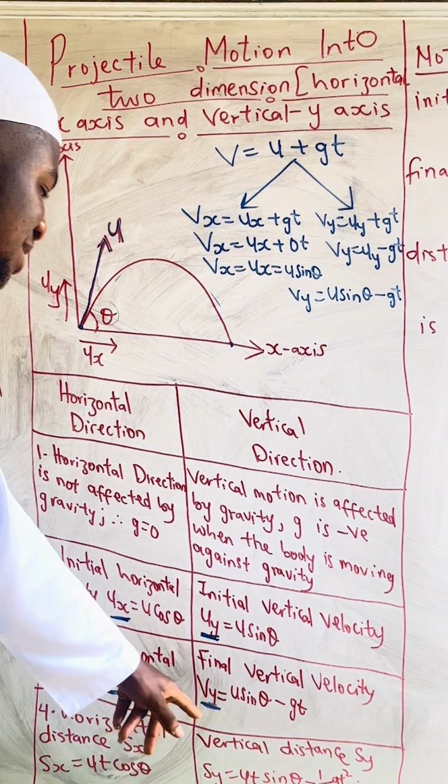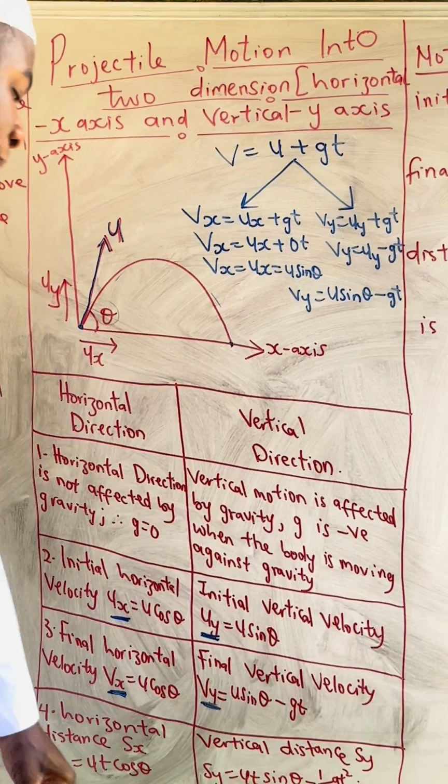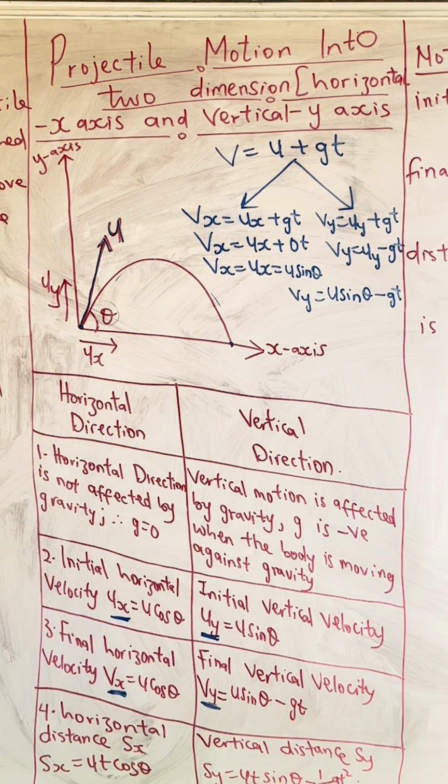So lastly, the horizontal distance Sx is what? Ut cos theta. And the vertical distance Sy is what? Ut sin theta minus what? Half gt squared.